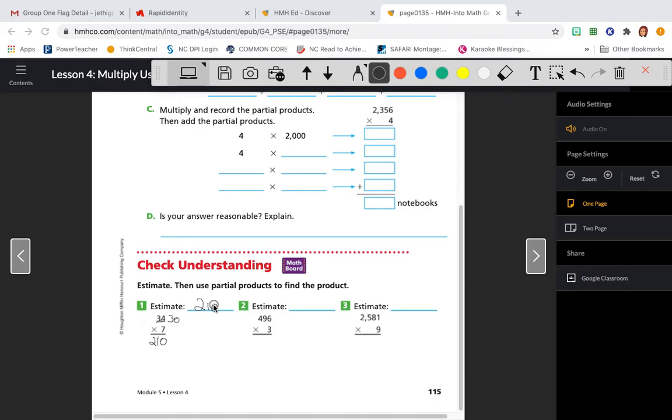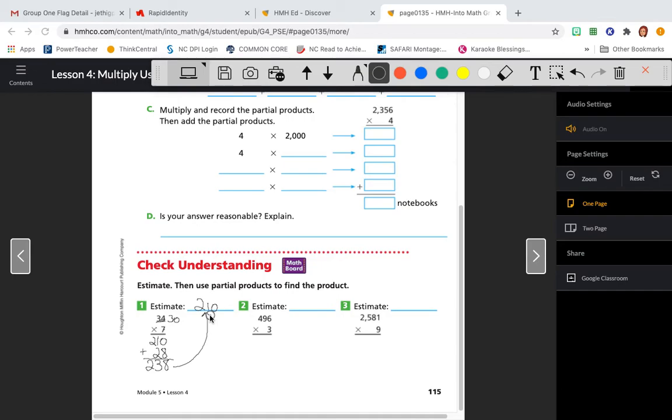Okay, then we need to add. Now let's look at 4 times 7. We know that 4 times 7 is 28, and then we add those two partial products together, and we should get 238. And how do we know our answer is reasonable? It's very close to our estimate, so we could say that that answer is correct. All right, let's look at number 2.